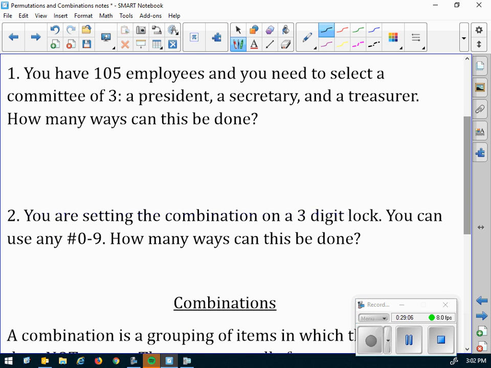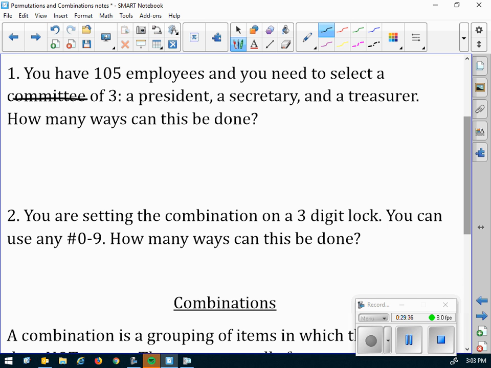Now, you have 105 employees, and you have, I don't like committee. We're taking that word out. We need to select a president, a secretary, and a treasurer. I'll throw it out because you wouldn't have gotten there. I won't grade that one for you. A president, a secretary, and a treasurer. How many ways can this be done?